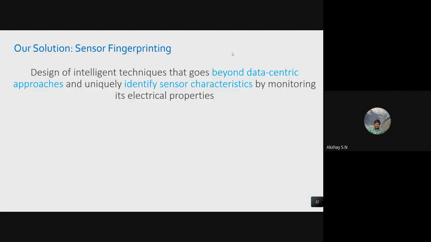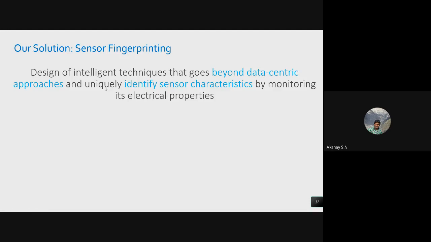So to address the challenges I mentioned in terms of detecting faults, we have developed a state-of-the-art solution called sensor fingerprinting. What it means is we have designed intelligent techniques which go beyond data-centric algorithms to uniquely identify sensor characteristics by monitoring its electrical properties. In other words, for every sensor, we identify a sensor fingerprint, and each of these fingerprints is unique. Now, if there is a change in the fingerprint, we know that the sensor is faulty.